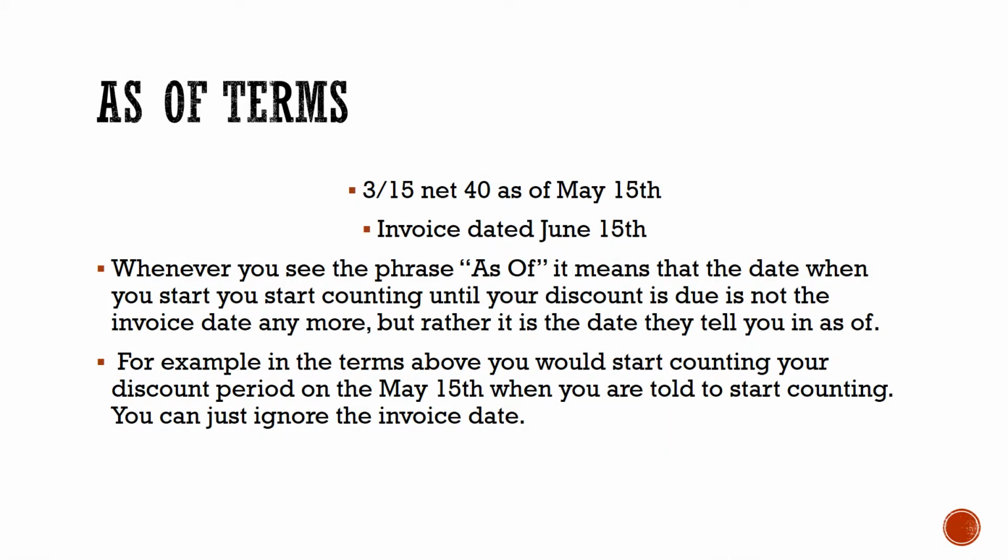As of terms. 3/15 net 40 as of May 15th, invoice dated June 15th. Whenever you see the phrase as of, it means that the date when you start counting until your discount is due is not the invoice date anymore, but rather it is the day they tell you in the as of. For example, in the terms above, you will start counting your discount period on May 15th when you are told to start counting. You can just ignore the invoice date.